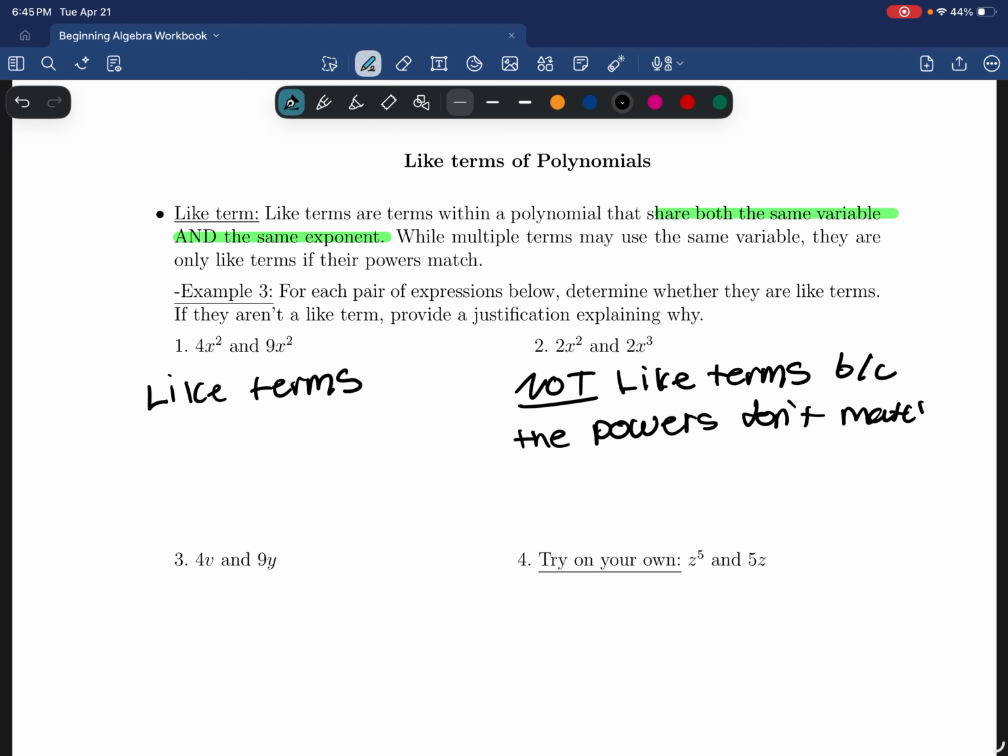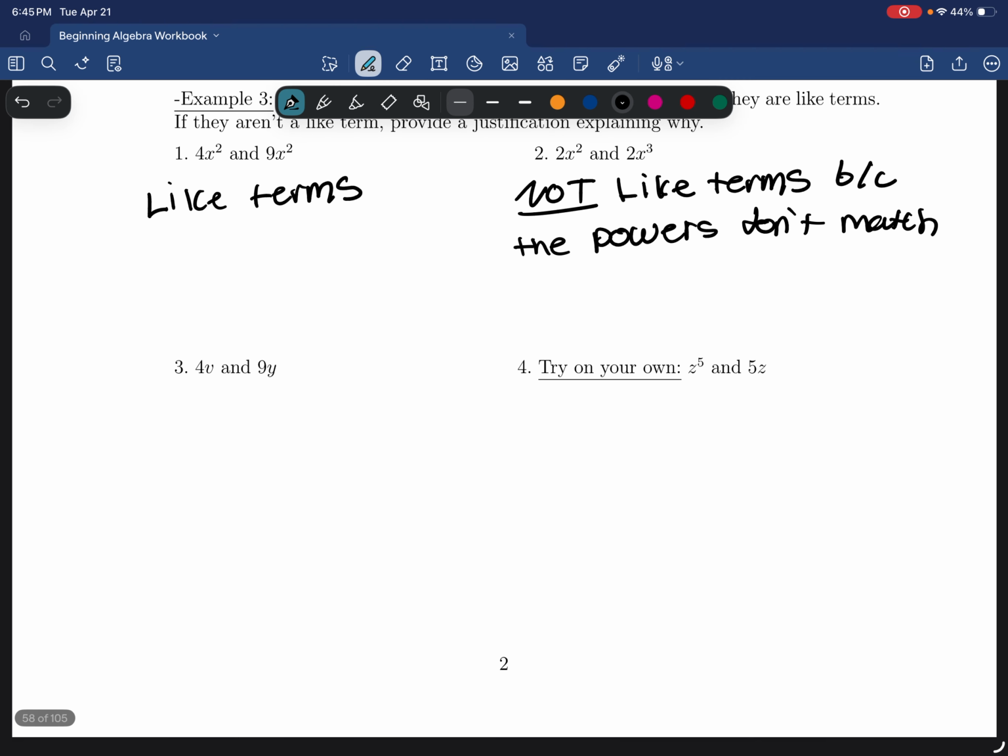Taking a look at example 3, I actually encourage you to pause the video and do both example 3 and 4 on your own. And assuming you have gone through them both, let's go through this together. So for example 3, we have 4v and 9y. And right away, we can tell that these are not like terms. And that is because the variables don't match.